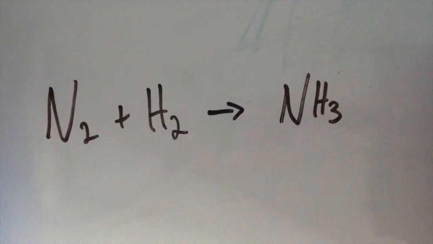Today I'm going to explain two different chemical equations in depth. My first formula will be nitrogen gas reacts with hydrogen gas to create ammonia. To start off, let's look at how ammonia is formed.